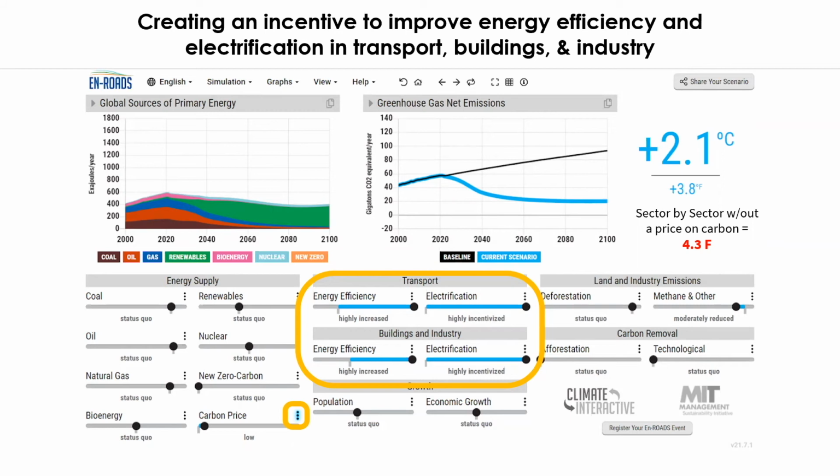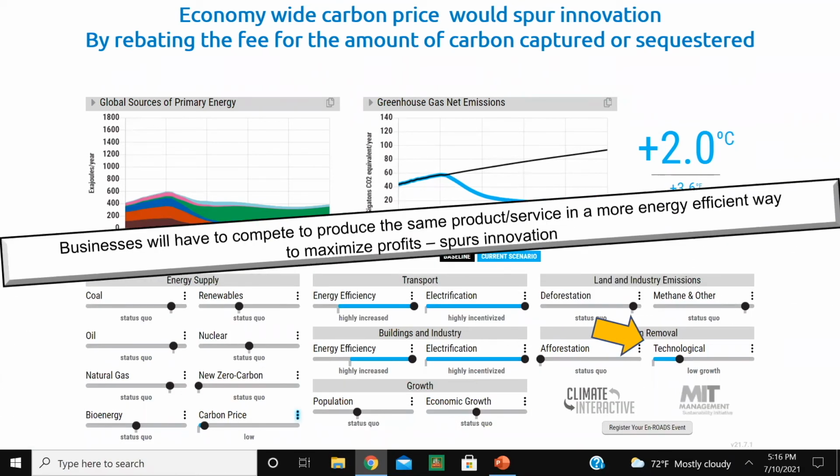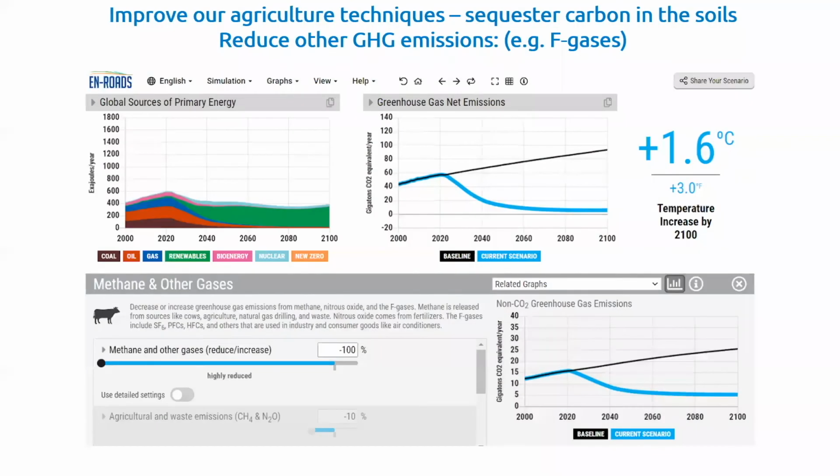We have actually amplified the effectiveness of the energy efficiency and electrification by adding the price on carbon. The other thing that a price on carbon does is it allows for a rebate of the fee to businesses that can capture carbon and sequester it. So we can simulate that by moving this technology lever a little bit to the right under carbon removal. And doing that, we can get down to 3.6 degrees Fahrenheit. So again, that rebating the fee spurs more innovation towards carbon capture and sequestration.